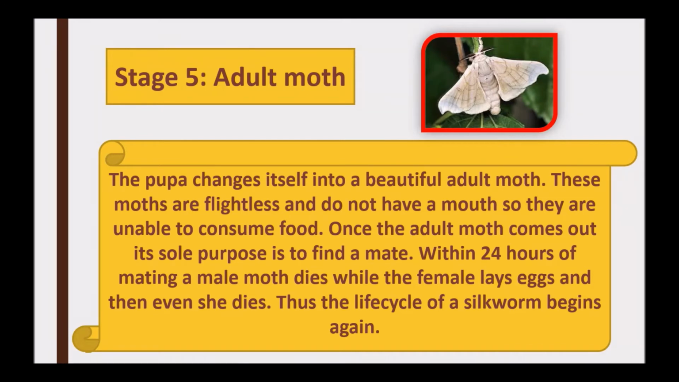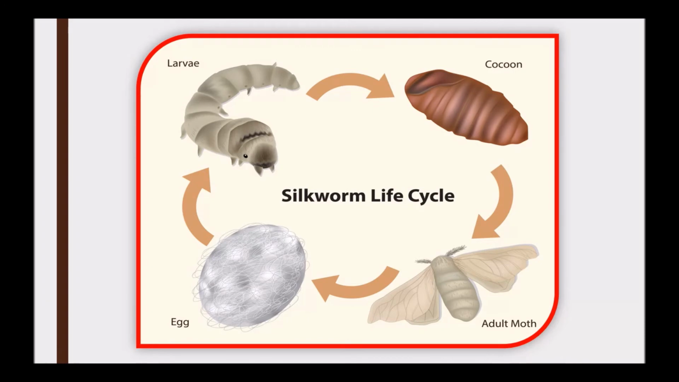So these are the 5 stages of a life cycle of a silkworm. First the egg, then the larvae, then the cocoon, then the pupa, the adult moth, and then the silkworm's life cycle begins again.